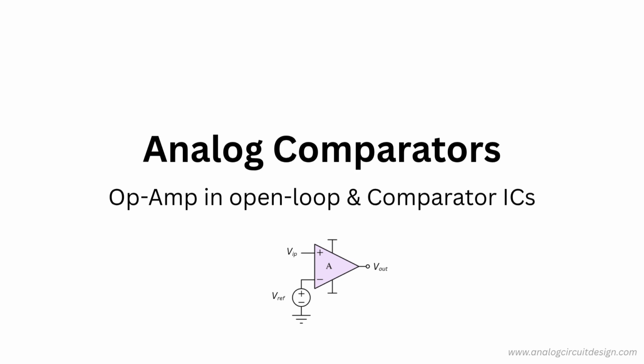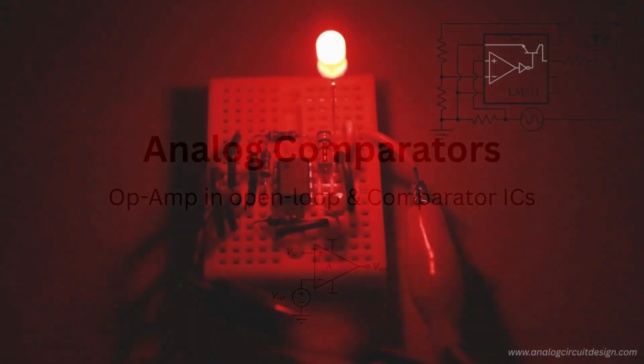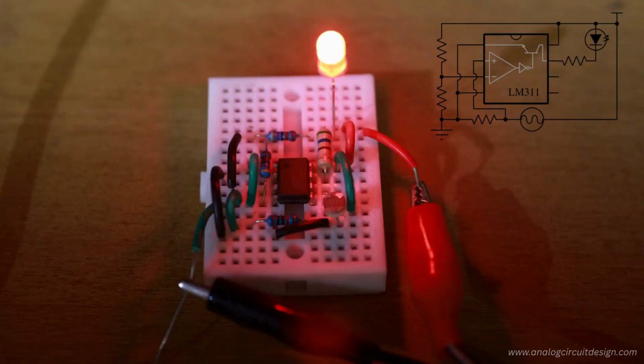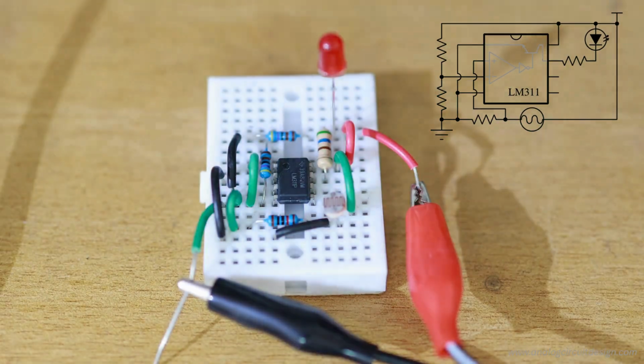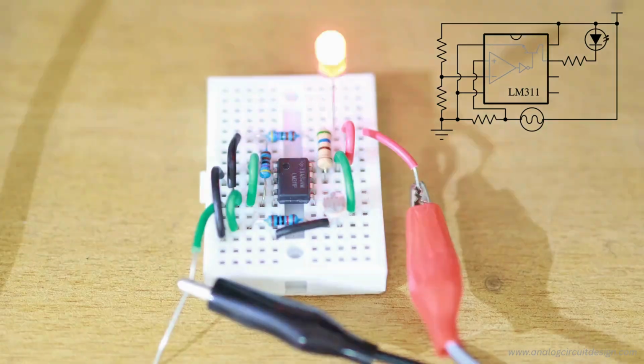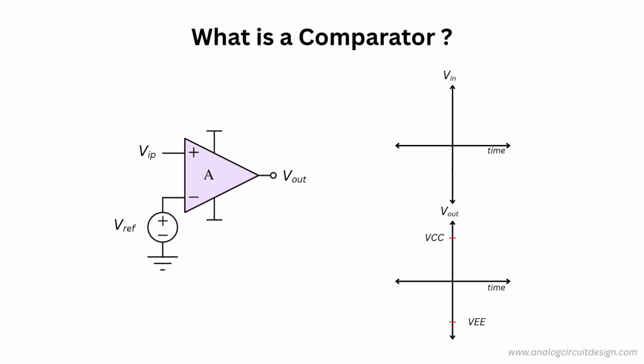Analog comparators and op-amps can be used to make decisions, like turning on and off a light depending on whether it is dark or bright outside. In this video, let's understand comparator better. A comparator compares the voltage levels of two input signals and produces a binary output indicating which input is higher.